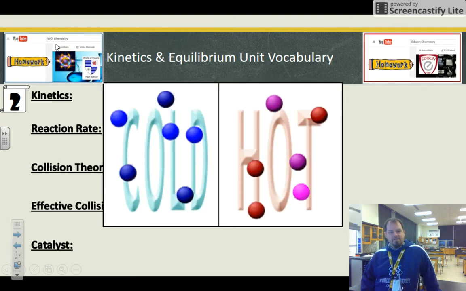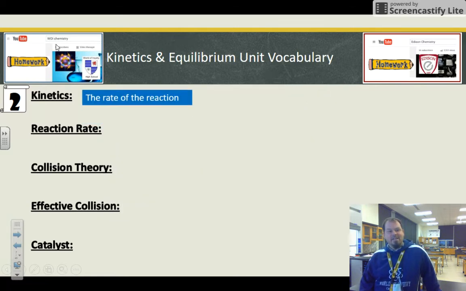So first, kinetics. Pictogram: cold's moving slow, hot's moving fast. Kinetics is the rate of the reaction, or the study of, right? So it's the rate of the reaction. And rate is a big keyword here. I'd like you to underline rate, because rate is what's really super important for this unit.